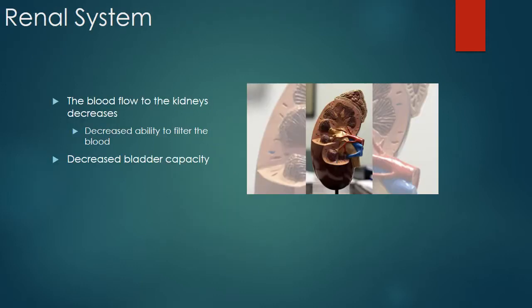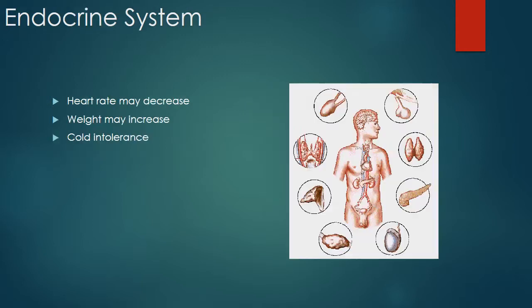So the renal system is what filters blood, and the kidneys become less able to filter that blood, which is not a good thing. And the bladder also becomes smaller, so they may need to go to the bathroom more.